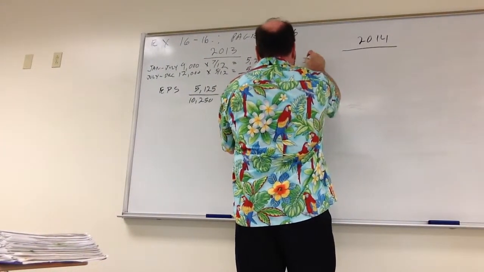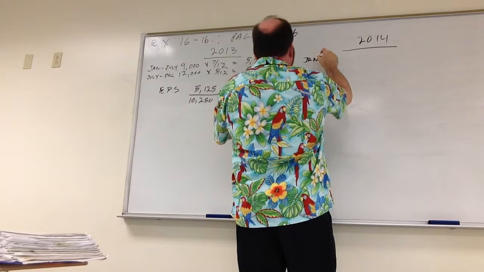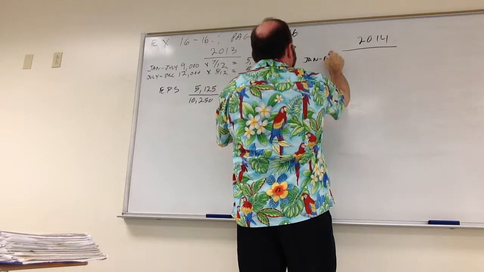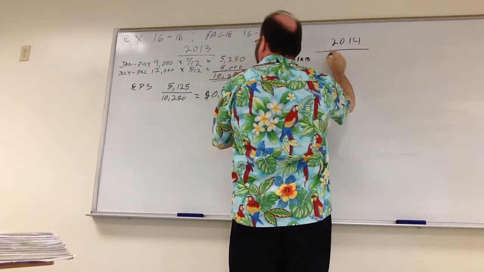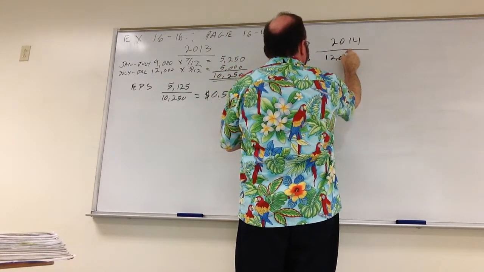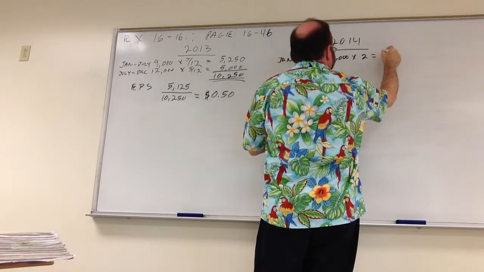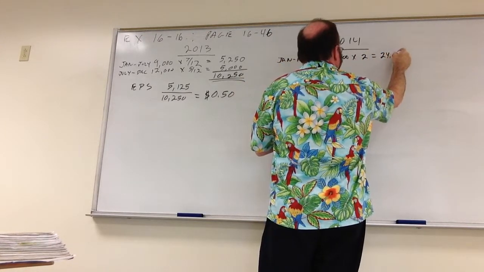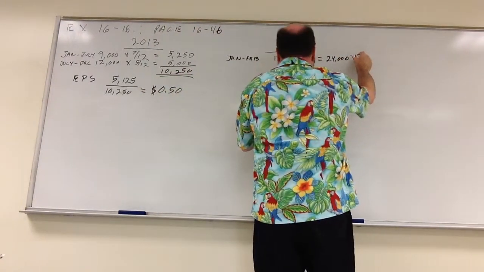So from January to February, we have 12,000 shares times 2 for the stock split, or 24,000. And that's going to be 2/12.